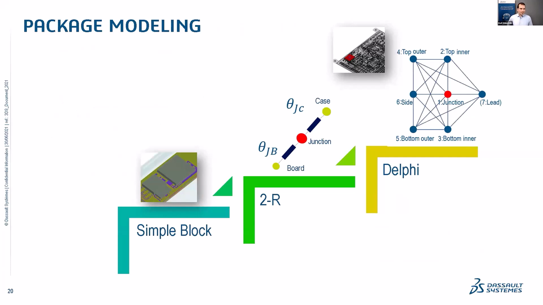The Delphi model, coincidentally, also includes a capacitor, so thermal capacity. And this is quite useful when you want to run transient simulations as well. So far, so good. We have seen we can easily use CST in order to simulate complex models.